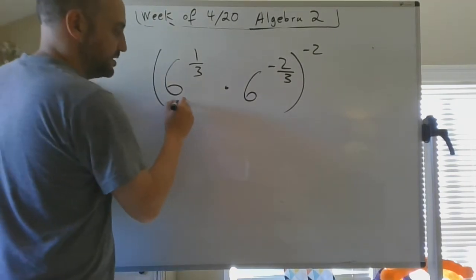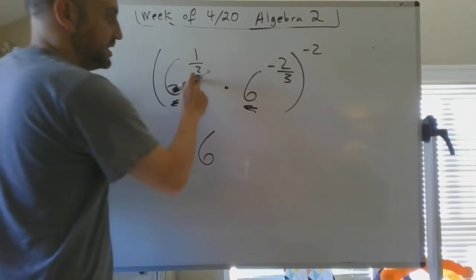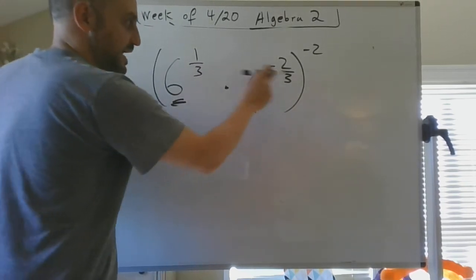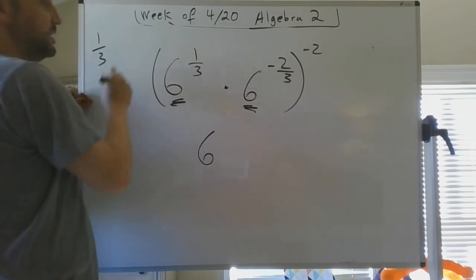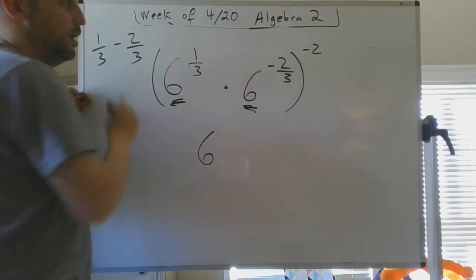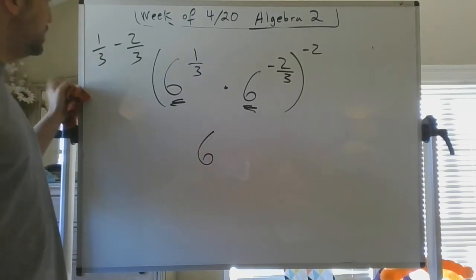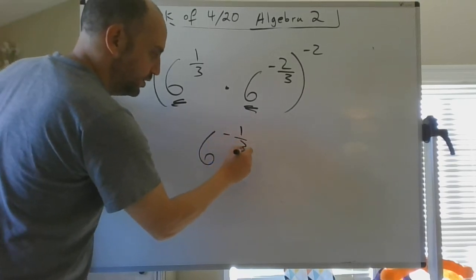What I am going to do is notice both of these 6's are the same base, but the exponents, now remember what I can do. If the bases are the same, you can just add the exponents. So I'm going to add 1 over 3 minus 2 over 3. But you said add them. Well, you're adding a negative, which is basically subtracting. Okay? So 1 over 3 minus 2 over 3 is going to get us negative 1 over 3.